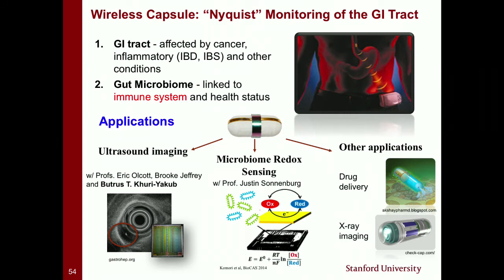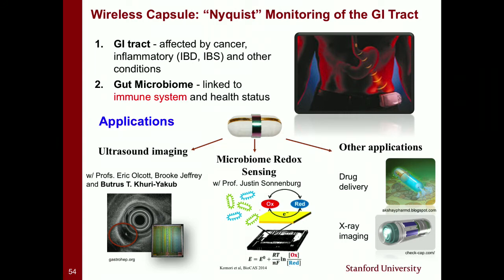So we have two projects in this space, and the primary reason we're going after these projects is that there are a lot of diseases in the GI tract: cancer, IBD, IBS. But more importantly, there's been a lot of interest in looking at the microbiome population in the GI, in the gut, and relating that to the immune system, relating that to the health status. So we have two projects in that space.